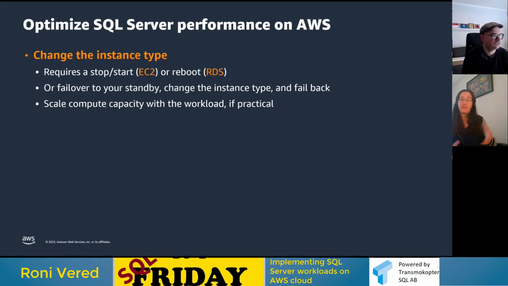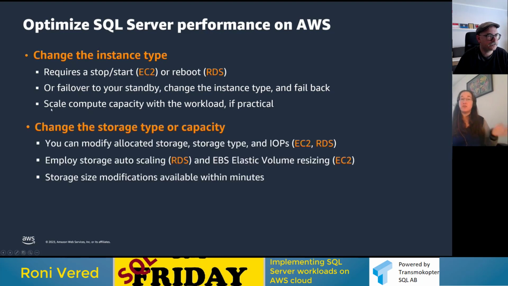But if you do have for RDS a Multi-AZ deployment, which is a cluster-based environment for high availability, or a self-managed high availability deployment on EC2, you can simply fail over to the other node, perform the change, and potentially fail back. So the outage will be practically the failover duration for that particular change. Regarding the storage, it's even lower than that.